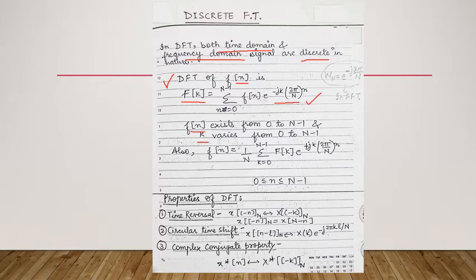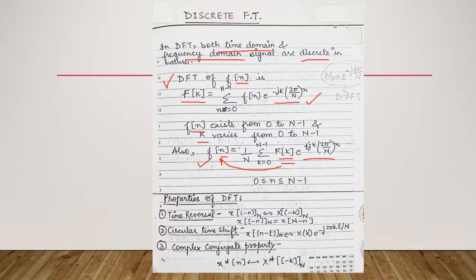So, for finding the inverse, we have a second formula. The time domain signal small f[n] is equal to 1 upon capital N sigma k equal to 0 to N minus 1 F of k e raised to the power jk 2 pi by capital N into small n. So here you can see, capital F[k] is the frequency domain signal, and we are using the frequency domain signal to find out the time domain signal. So this particular formula is used for inverse DFT.